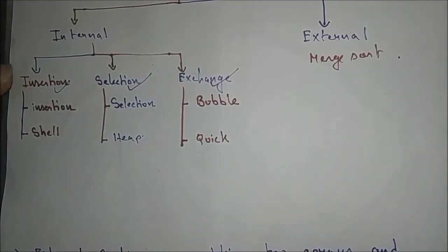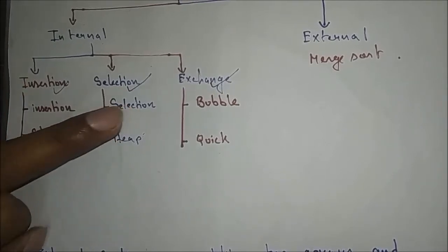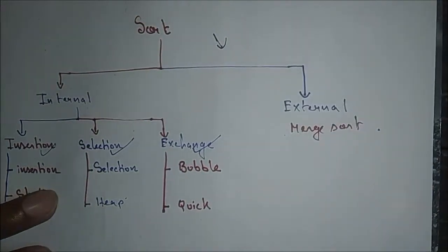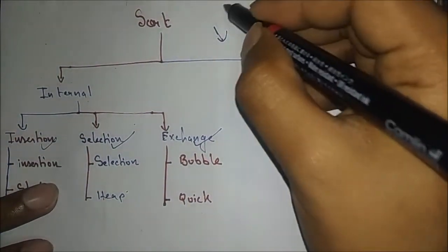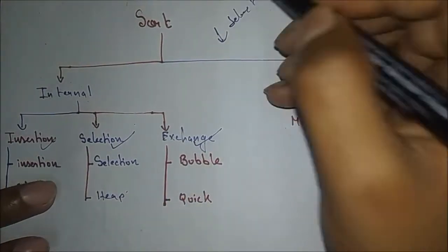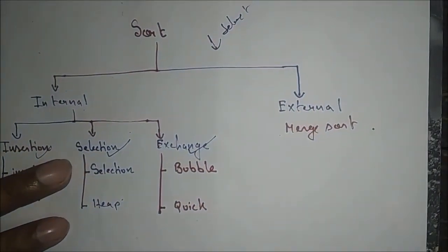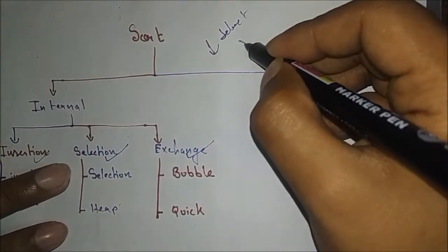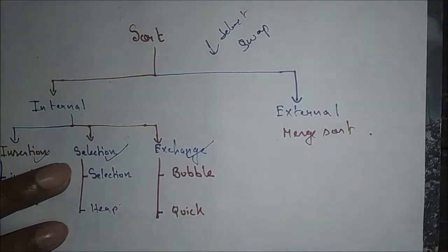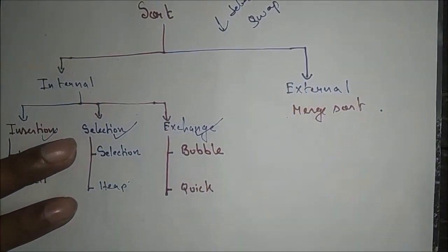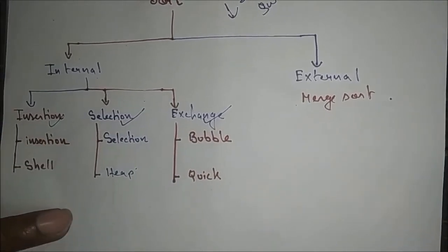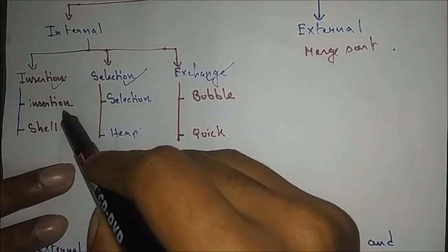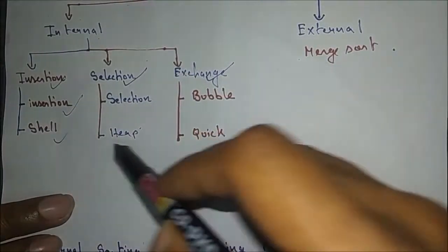Why are they called insertion, selection, and exchange? In insertion, we insert the elements. Then we select the elements, that's why selection comes. Exchange means swapping: we swap the elements and exchange their places for arranging the elements in order. This is why internal sorting is divided into insertion, selection, and exchange. So we'll see these algorithms: insertion, selection, shell, heap, bubble, quick.